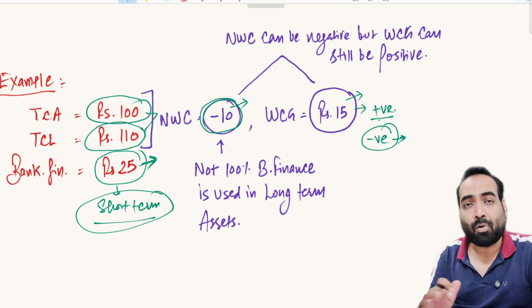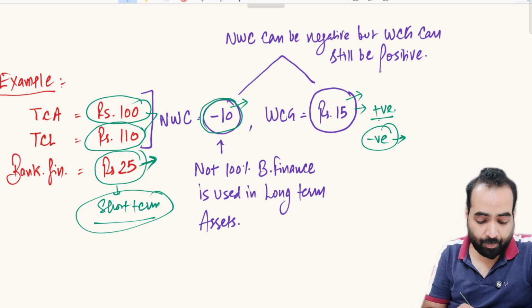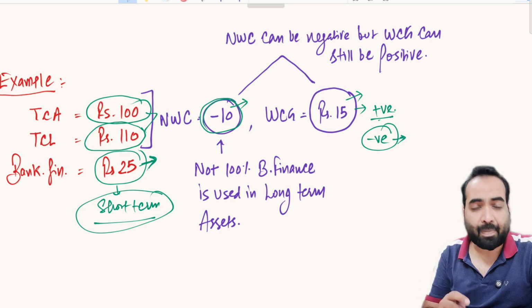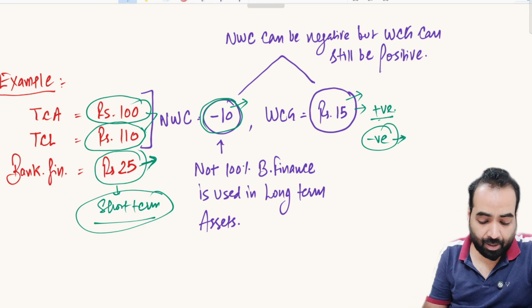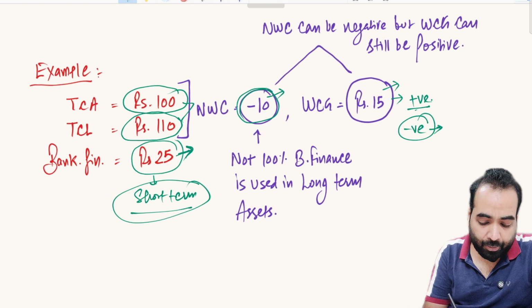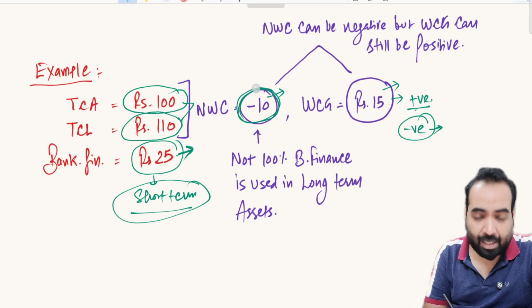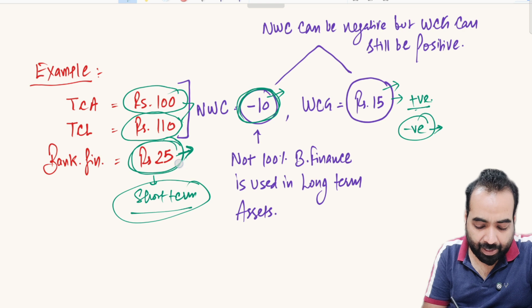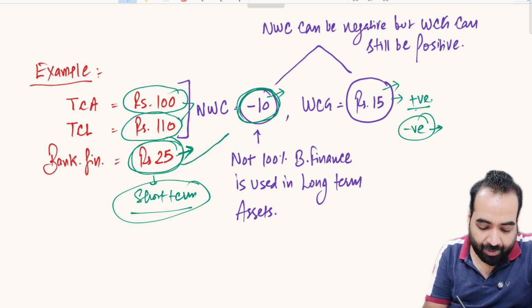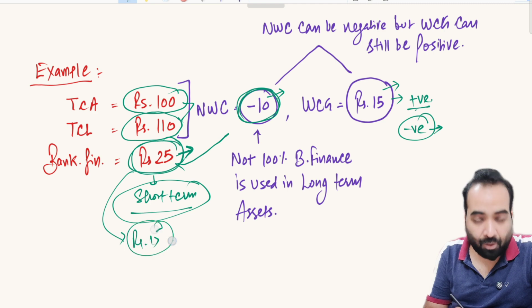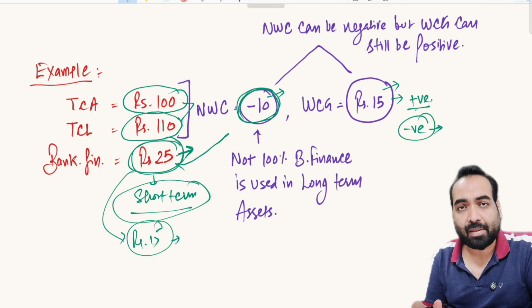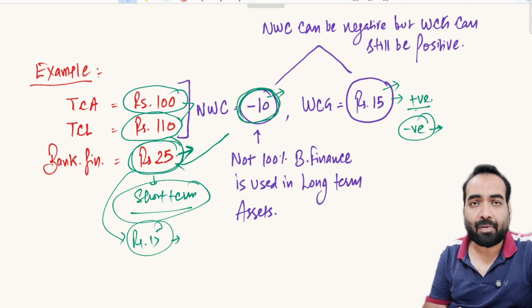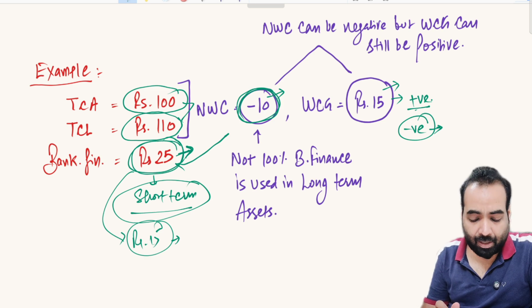Negative WCG is more critical for you as a banker because it will tell you that all of the bank finance is diverted in fixed assets. But in NWC, here you will see that only 10 rupees are diverted in long-term assets and the bank finance is rupees 25. On the conservative side, we can think that these 10 rupees are funded from the bank finance. That means 15 rupees worth of bank finance is not diverted towards long-term assets.